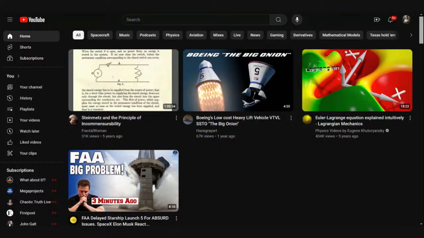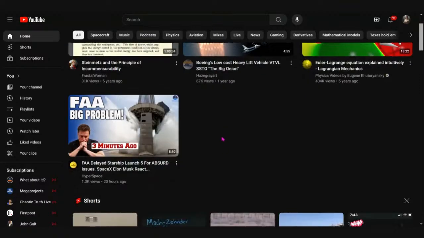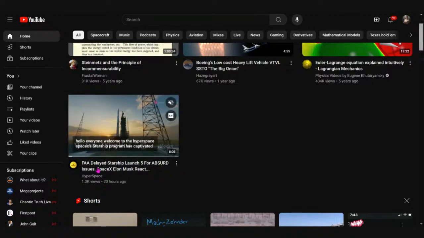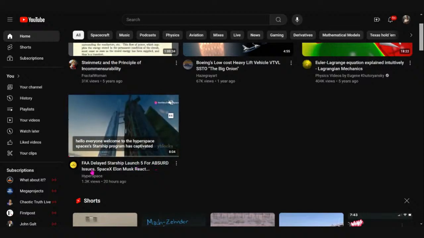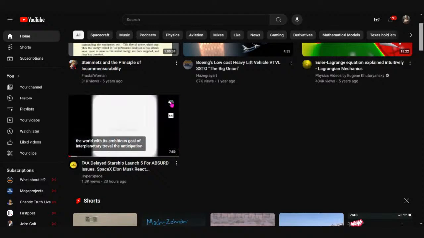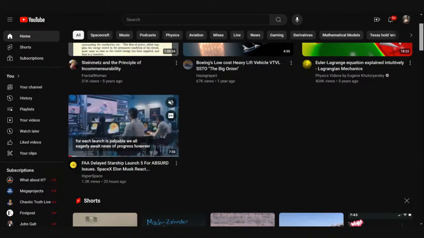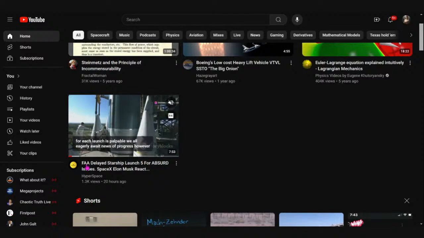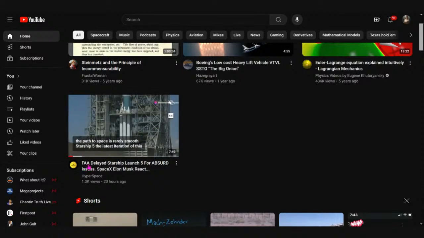Greta is not going to allow this. As you can see here, this is basically Greta. The FAA delayed Starship Launch 5 for an absurd issue. SpaceX. Okay, this is the fate of humanity. Nobody even knows for what. This is the FAA, not even for environmental reasons. This is for safety reasons, whatever that means.